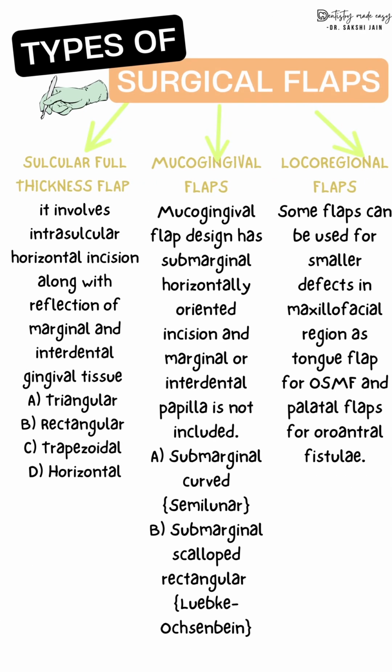Now there are three types of surgical flap. So the first is the sulcular full thickness flap, that is full mucoperiosteal flap. Here you have the horizontal incision along with the marginal and the interdental gingival tissue. Mucogingival flaps, they are the limited mucoperiosteal flap. They again have a horizontally oriented incision, but the margins or the interdental papilla are not included. And the third type is the leukoregional flap. So they are the localized flaps like the tongue flap or the palatal flaps.